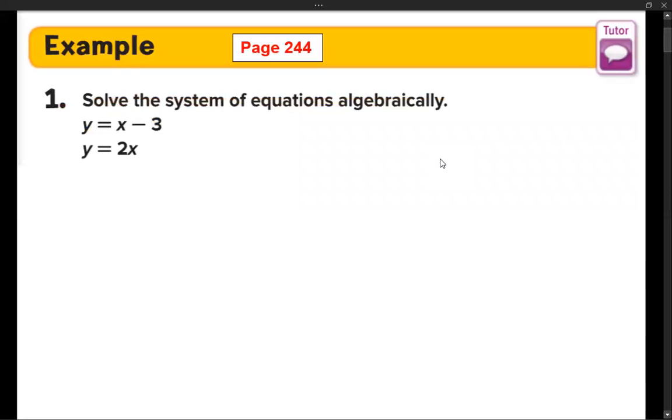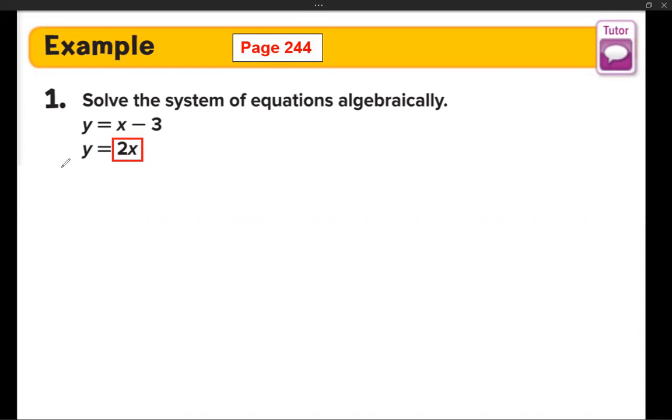Let's start with example 1 on page 244. We have two equations here, and this is called a system of equations because they share the same variables. We have y and x, so it's a system of equations. To solve the system of equations, we are going to use the substitution method, which means we need to pick up a value for y. Here we can see, from the second equation, that y equals 2 times x. We are going to use this value in our solution.